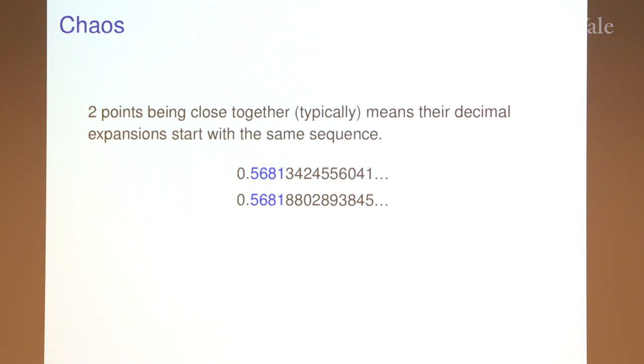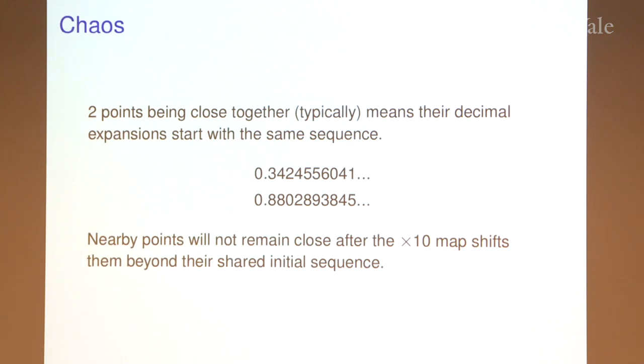So two points being close together, more or less, means that their decimal expansions start with the same sequence, right? So these two points start really, really close together. If I was to show them on the circle, you wouldn't even be able to tell them apart. But once I've applied the times 10 map 4 times, now they just look like two completely random, unrelated points, right? So nearby points won't remain close after the times 10 map shifts them beyond their shared initial sequence. So this tells us that the times 10 map is both ergodic and chaotic. So it's more complicated than the irrational rotation in a very important way.